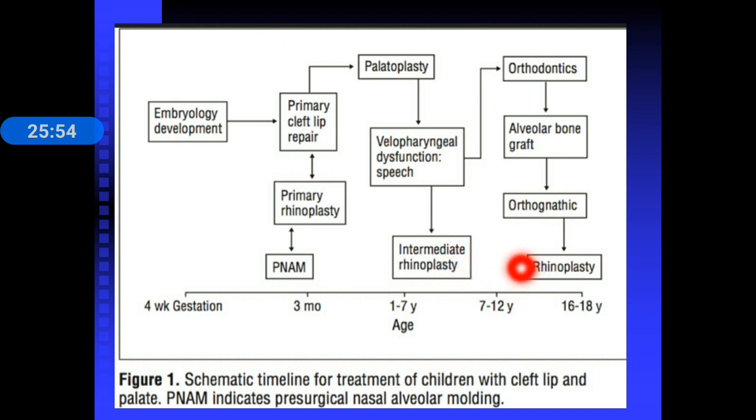Then around 7 to 12 years, the primary orthodontic evaluation, tooth extraction, dental alignment by braces. Then around 8 to 9, 10 years, you can do the alveolar bone grafting. Then orthognathic surgery usually begins from 14 to 16 years of age. Along with that, you can go ahead with a secondary rhinoplasty. So by the age of 18 years, ideally, most of the surgeries will be done so that the person can have a near normal adult life.